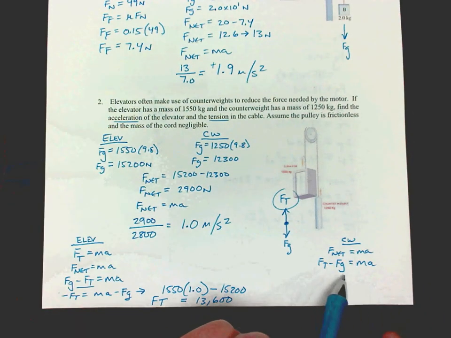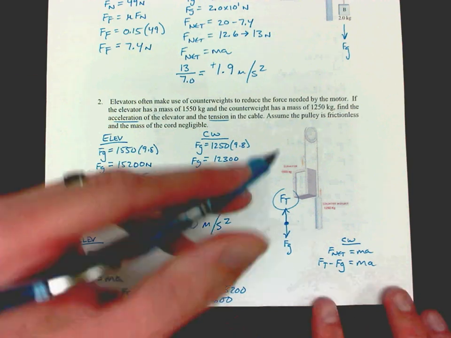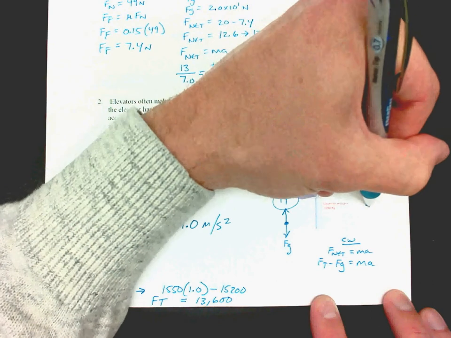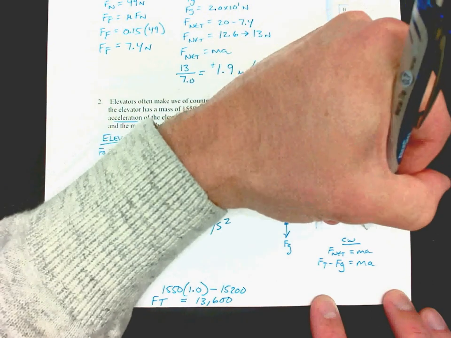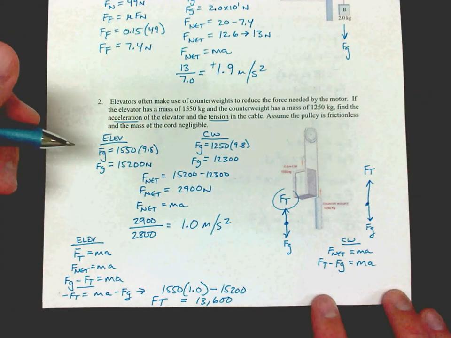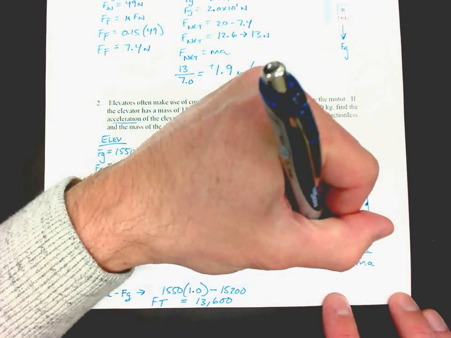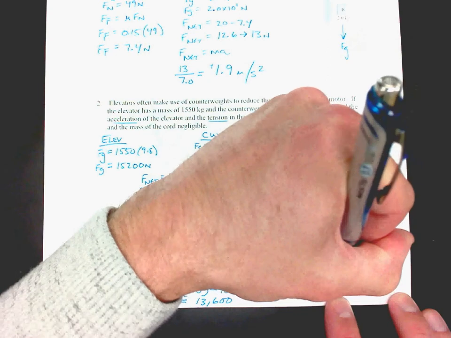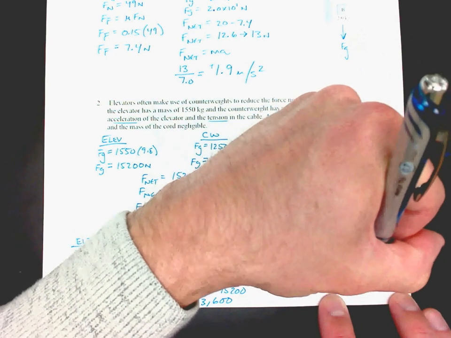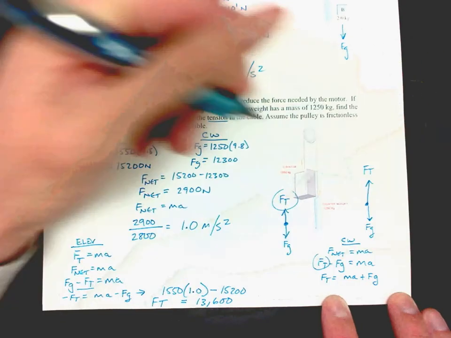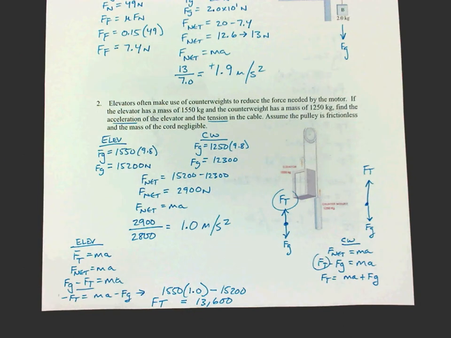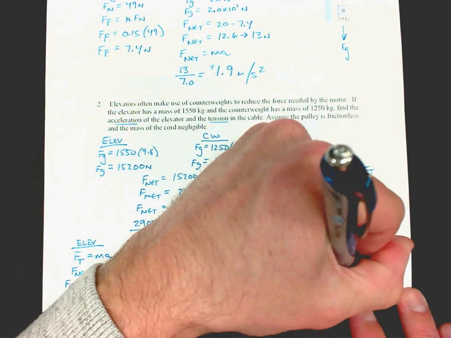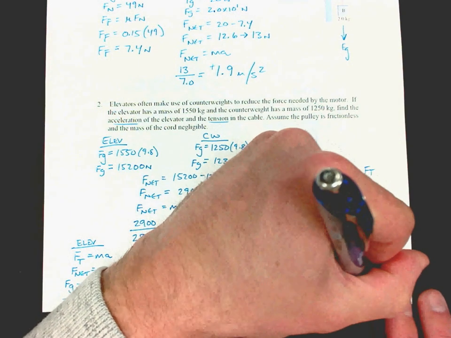So here's our setup for net force acting on counterweight. Maybe I should draw that free body diagram in. So Ft, and then we've got Fg. And then we're solving this. So I'm going to rearrange. And remember, we're just talking about the counterweight, so we just want to use counterweight numbers. So I'm going to plug everything in here: mass of the counterweight, acceleration of the counterweight, and Fg of the counterweight.